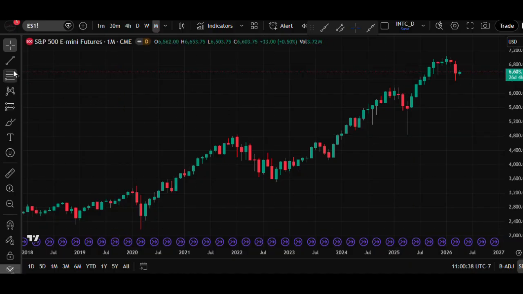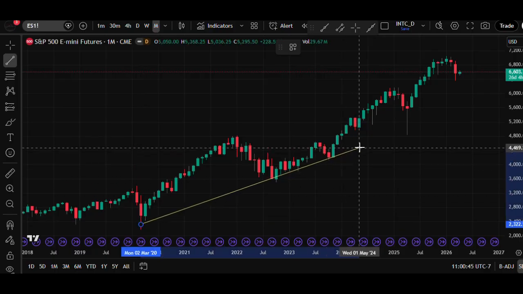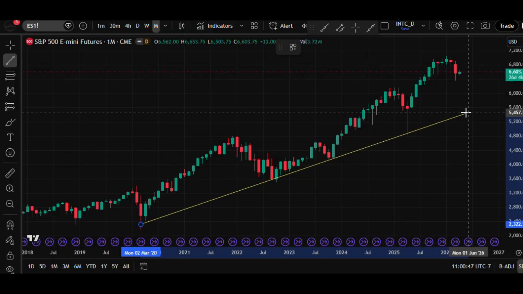What I want to do is take all those little lines and connect them so that we are trying to draw a trend line. But keep in mind, we have to connect it to multiple points.